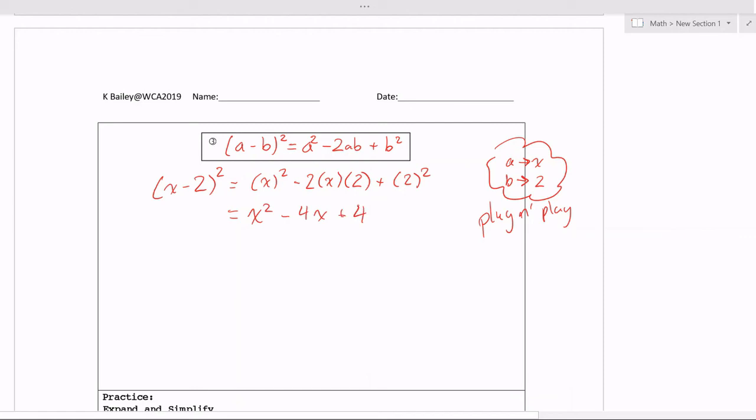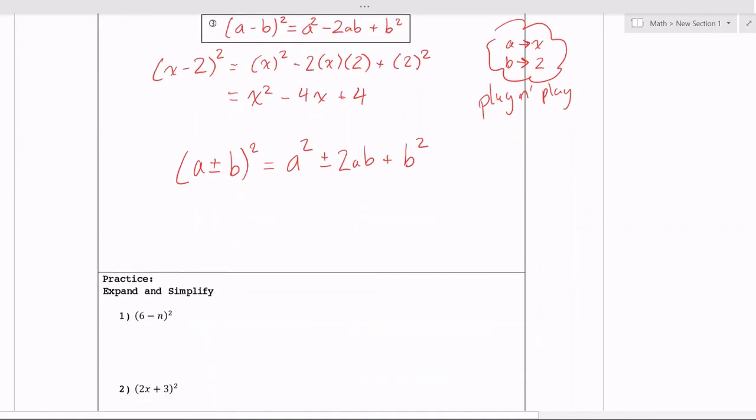The two last rules, sometimes I like to write them as just one rule. So I'll write this. I'll write A plus or minus B squared is equal to, first term is always positive, second term is sometimes positive, sometimes negative, last term always positive. Hopefully you can read this. It says A plus or minus B squared is equal to A squared plus or minus 2AB plus B squared.